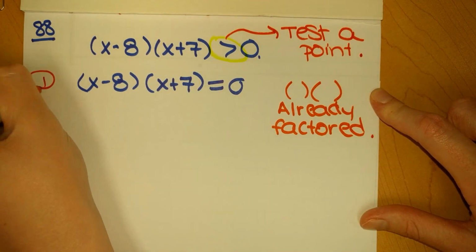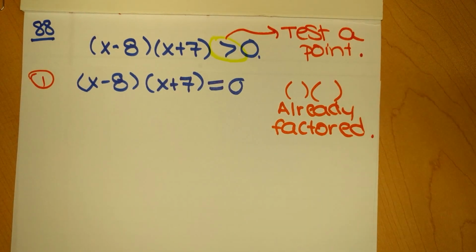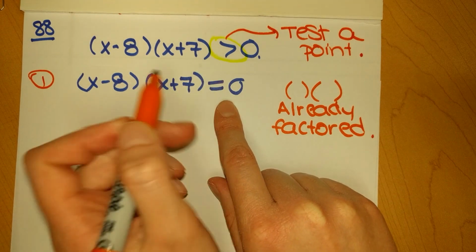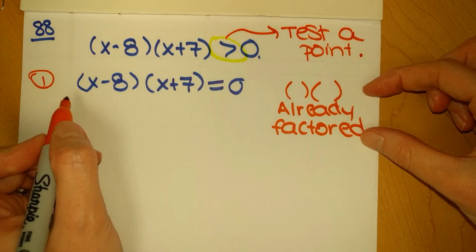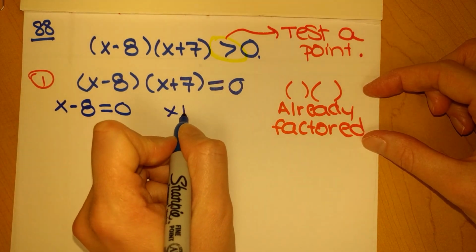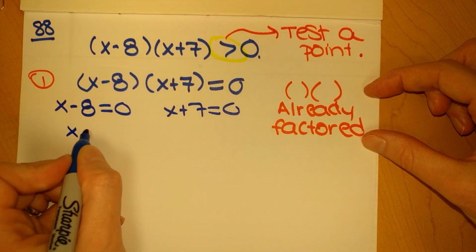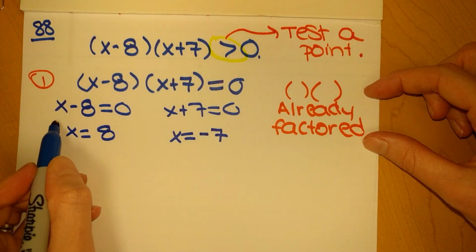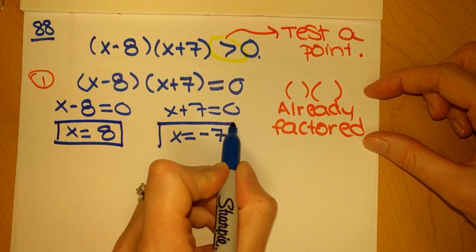So our first step in solving this inequality is going to be the same first step as if it was an equation. We're going to change it to an equal to, and we're going to say, okay, it's already factored, so I can set these factors equal to 0 and get x is equal to 8 and x is equal to negative 7. Now, when we get those two numbers, if it was an equal to, we'd be done.